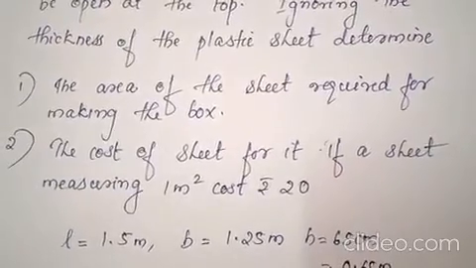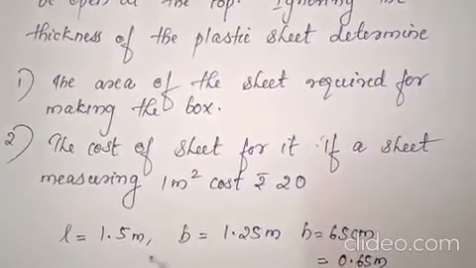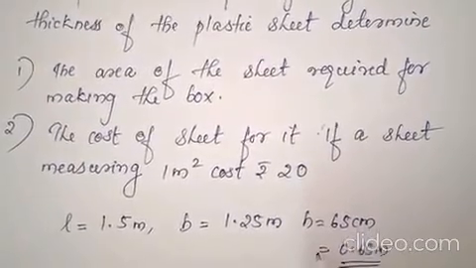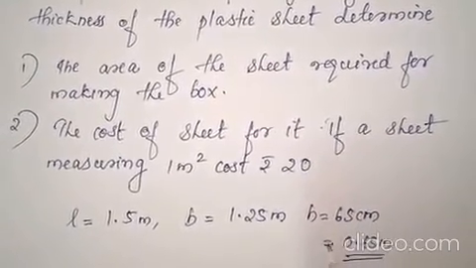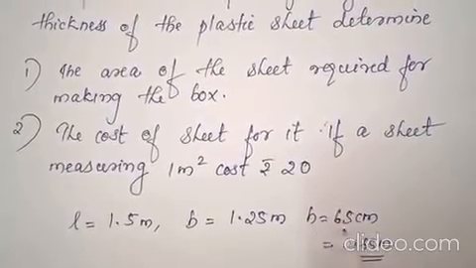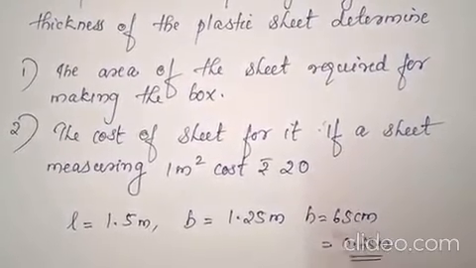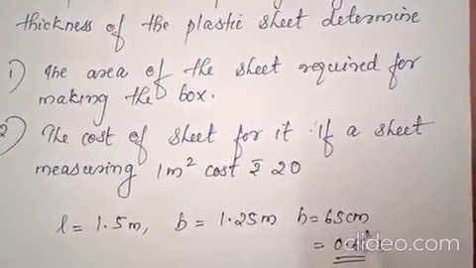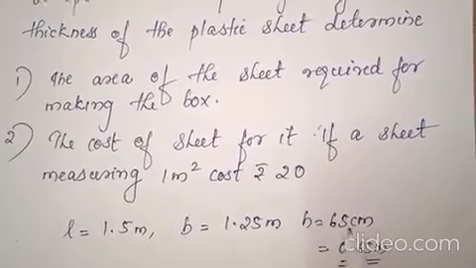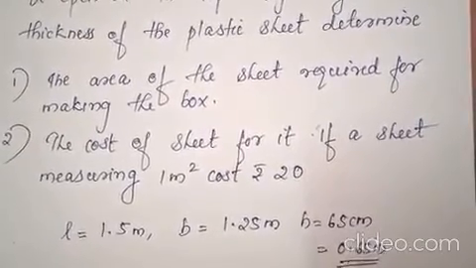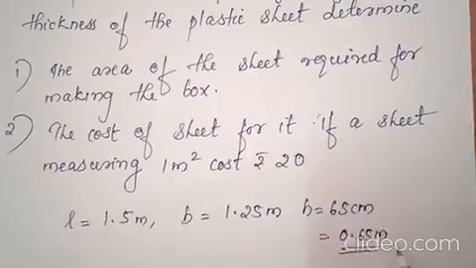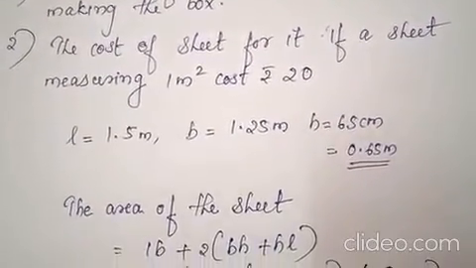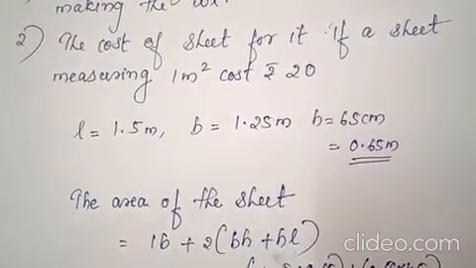In the question they are given length equals 1.5 meter, breadth equals 1.25 meter and 65 centimeter as deep. Deep is height. Height is equal to 65 centimeter. The unit is meter, so we have to write this as meter. So 65 by 100 we will get 0.65 meter. Got it? Then we have to find the area of the sheet: LB plus 2 into BH plus HL.